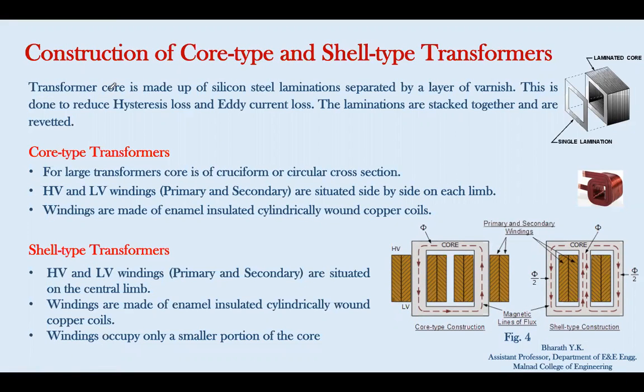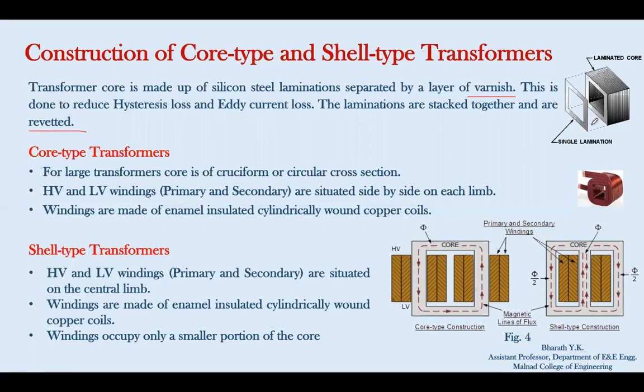With respect to the construction of core type and shell type transformers, in both of these, the transformer core is made up of thin silicon steel laminations. Laminations are thin sheets of thickness of around 0.5 mm, and each of these laminations is separated from one another by a layer of varnish. This is done to reduce hysteresis loss and eddy current loss. Finally, the laminations are stacked together and are riveted for mechanical stability.